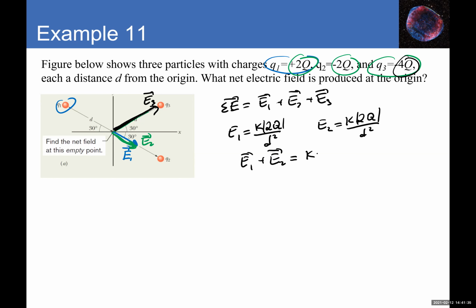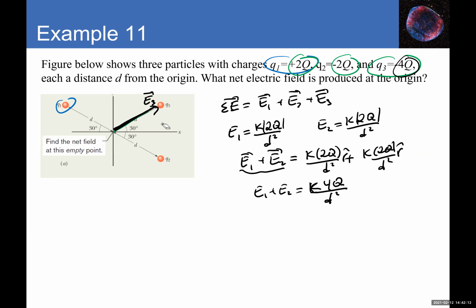That means this is just K2Q over d squared plus K2Q over d squared. Let me put r hat in terms of their direction. But at least I can add their magnitudes because they're on the same axis and in the same direction. So this combination of E1 plus E2 actually gives me K4Q over d squared. That means I can come back and replace those two with one vector that has K times 4Q over d squared.